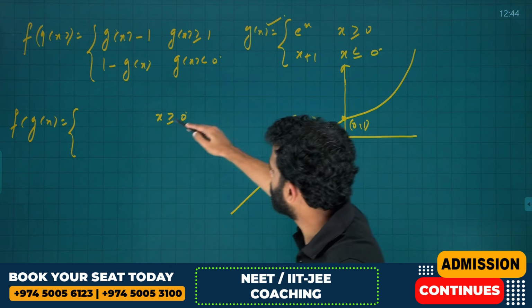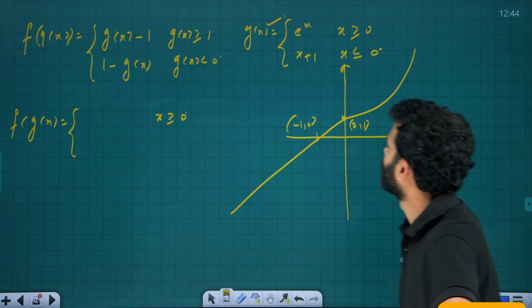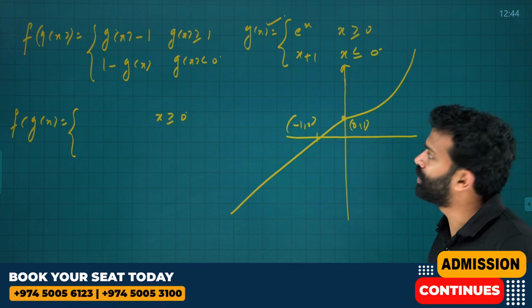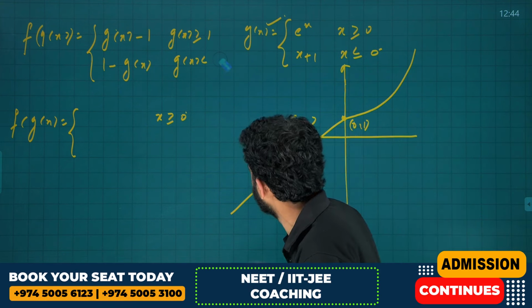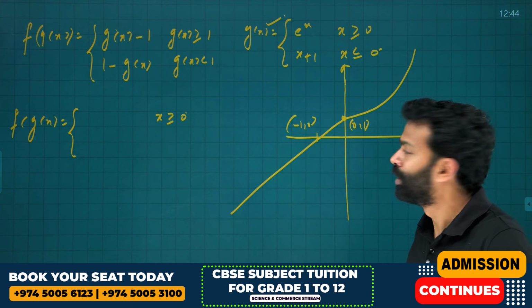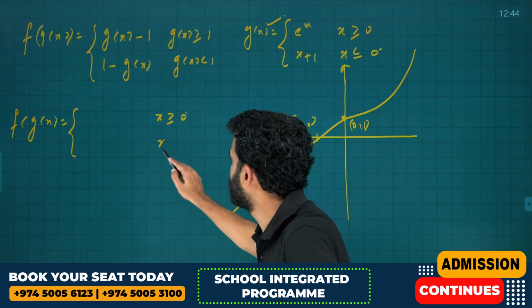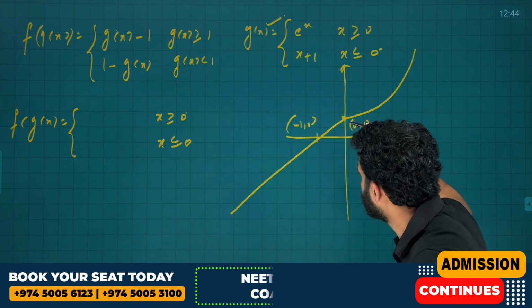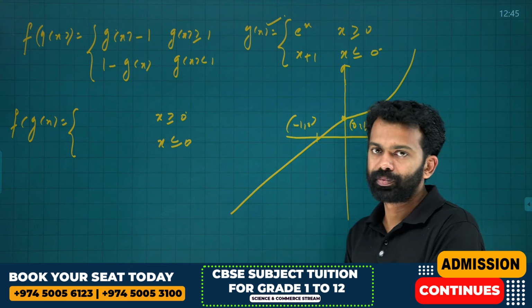And for which value is g of x less than 0? Sorry, here g of x is less than 1. Okay, my mistake, it is less than 1. For which values is g of x less than 1? When x is less than or equal to 0. See, this is 0, 1, and its values start dipping. Okay, we have formulated this.